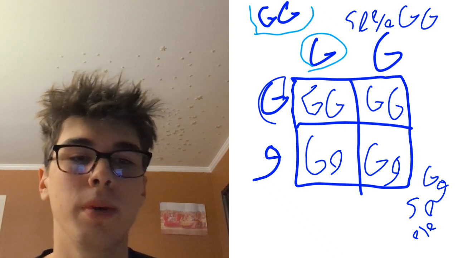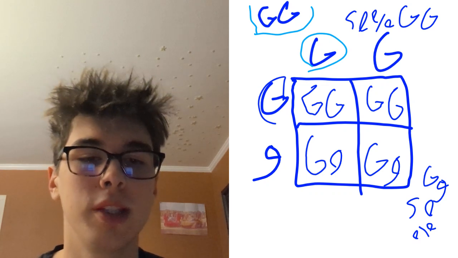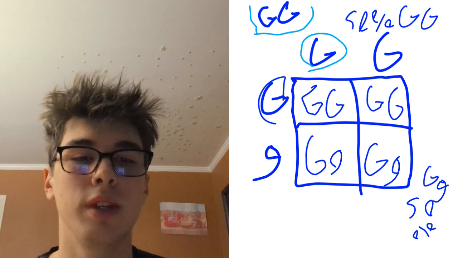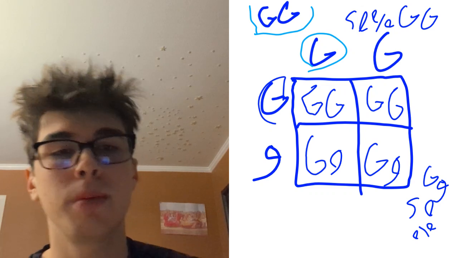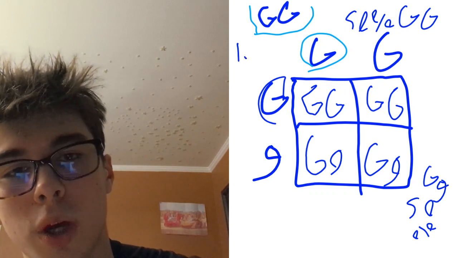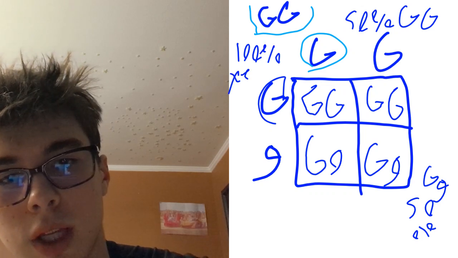The phenotype is what is shown in the plant. So all of these, as you see, they have an uppercase G, so they have a dominant trait, which would mean they're all yellow. So the phenotype would be 100% yellow.